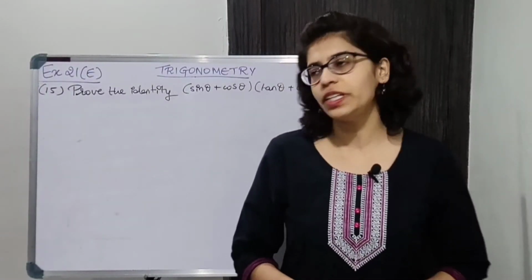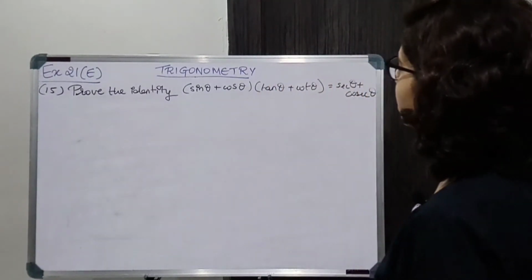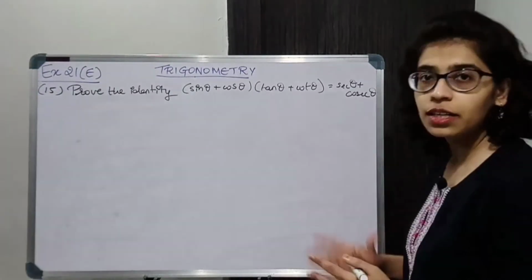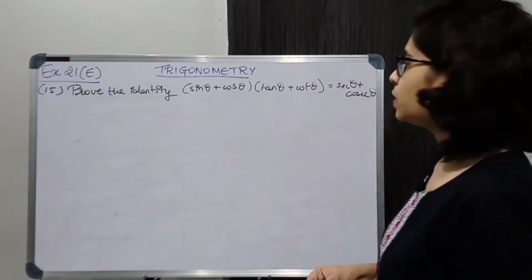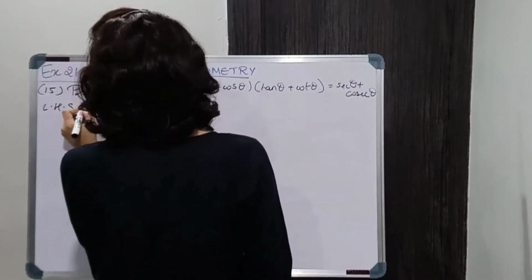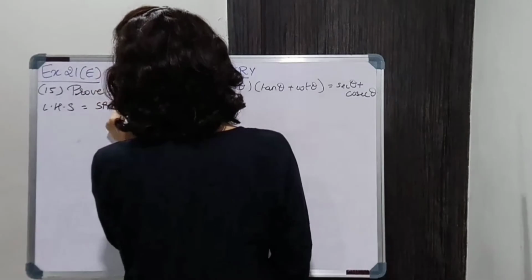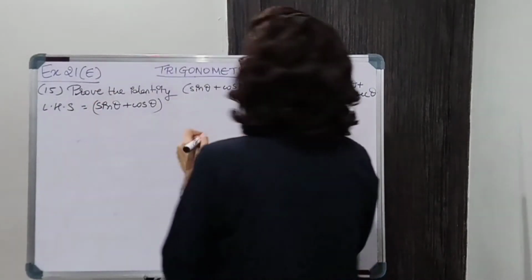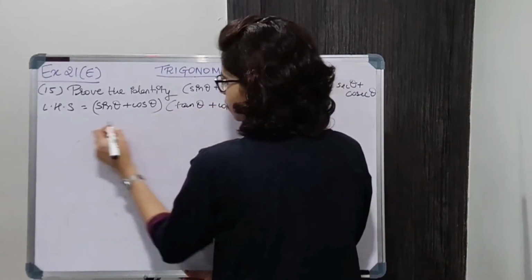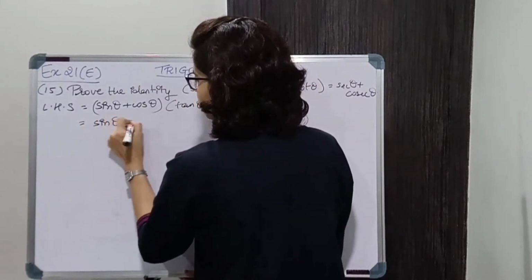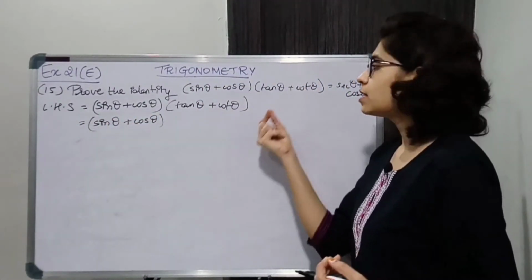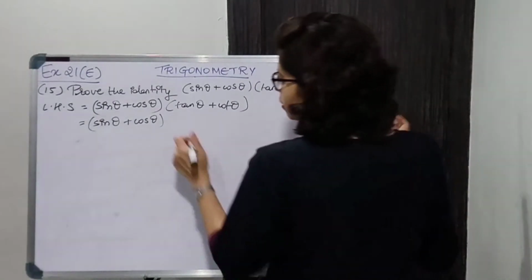Coming to question number 14, we have to prove the identity (sin theta plus cos theta) into (tan theta plus cot theta) is equal to sec theta plus cosec theta. It's very easy. We'll start with the LHS: (sin theta plus cos theta) into (tan theta plus cot theta). Sin and cos will remain as they are, nothing to do there. Tan and cot, I'll express as sin upon cos and cos upon sin respectively.